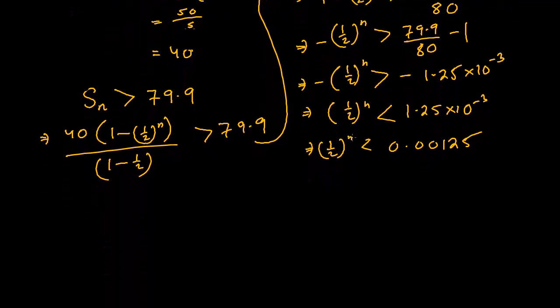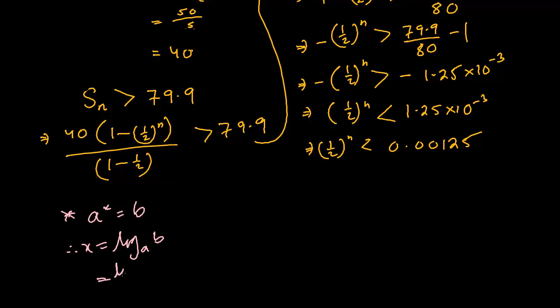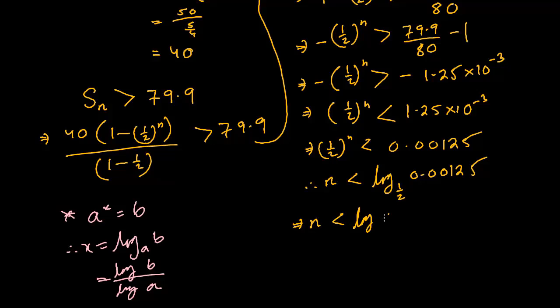Now, the difference here is that this is an exponential or a logarithmic inequality. In order to find this, we have to use the logarithmic rule. Remember the logarithmic rule. If you have a to the power x equals b, then x equals log base a of b. Then we have to change the base to the common base, which is log base 10 of b divided by log base 10 of a. We don't have to write down the base 10. It is understood if you don't write anything. So here, in order to solve this inequality, we have to use logarithm. So n is less than log base half of 0.00125. Then it would be n is less than log 0.00125 divided by log half. So what we have done over here is change the base.